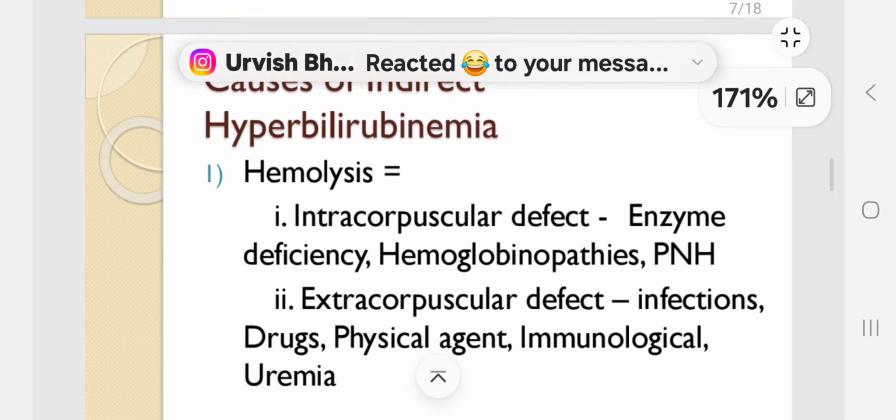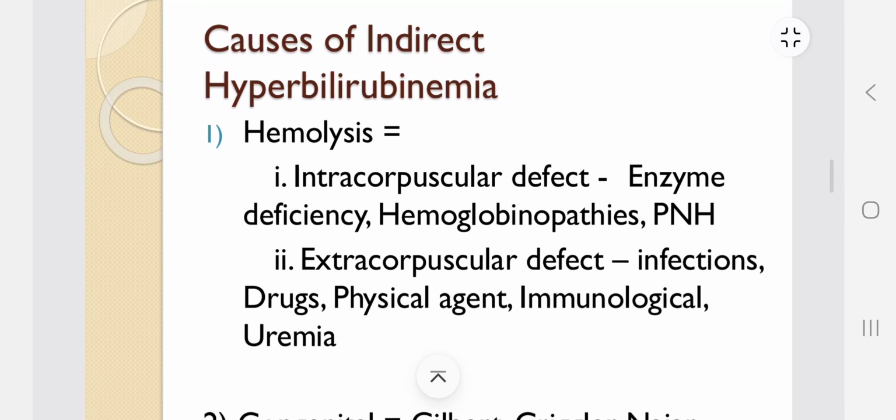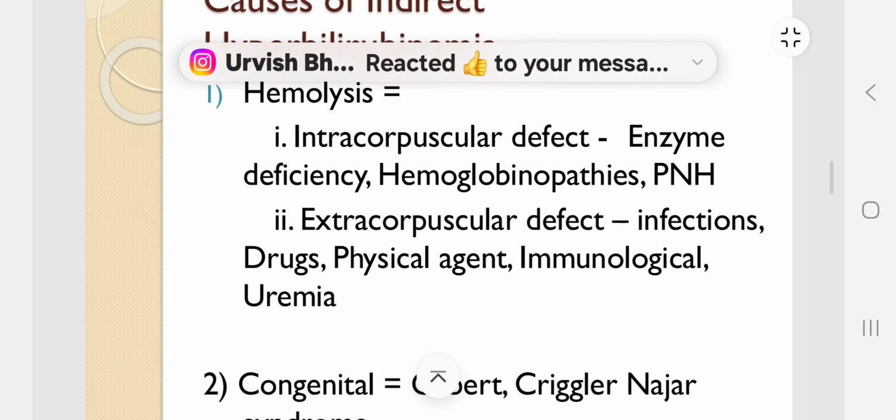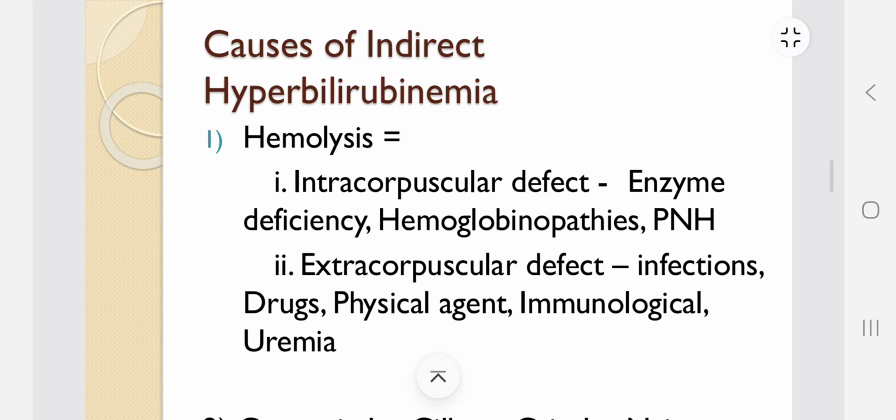Then we will look at some of the causes of indirect hyperbilirubinemia. The causes of indirect hyperbilirubinemia are hemolysis, in which there is an intracorpuscular defect, which may be due to enzyme deficiency like G6PD deficiency, pyruvate kinase deficiency.